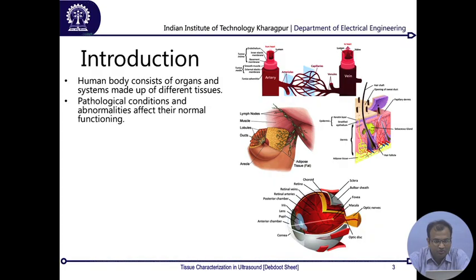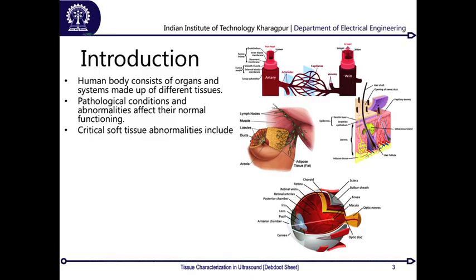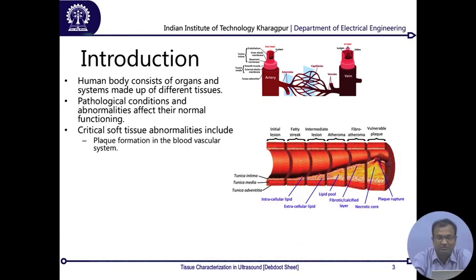Now, with these soft tissue conditions, sometimes there would be some sort of abnormality, which in general is what we define as pathologies, and some of them are really critical. One of those critical ones is, say, plaque formation within your blood vascular system. What happens in this case is that you have your blood vessels, which are sort of a pipe, and within that you will have cholesterol depositions.